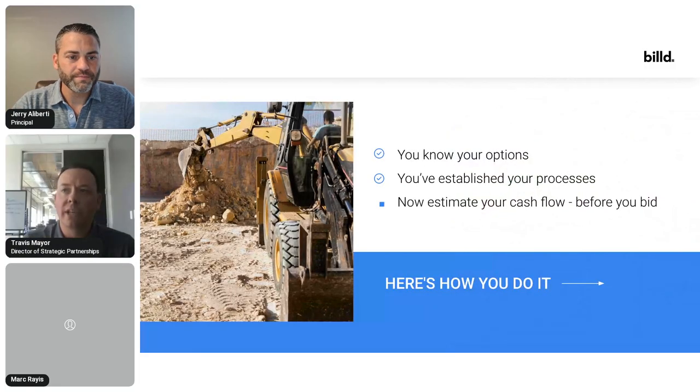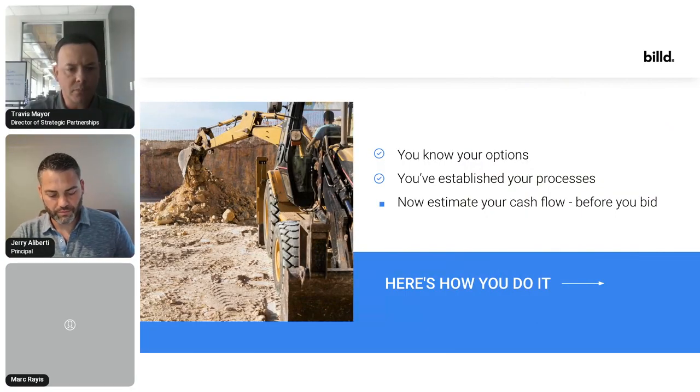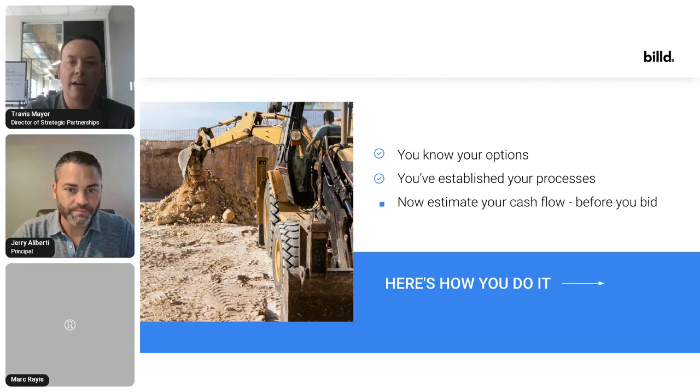So we've gone over some of the options. We talked about some of the processes. It's obviously unique to your business. So now we can take a look at Jerry's expertise, right? How do I actually do the process or complete the process of including this into my bidding and estimating phase?